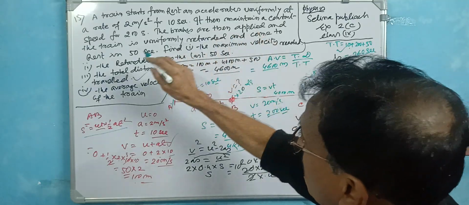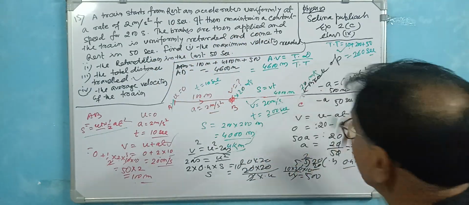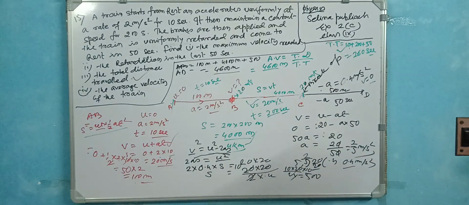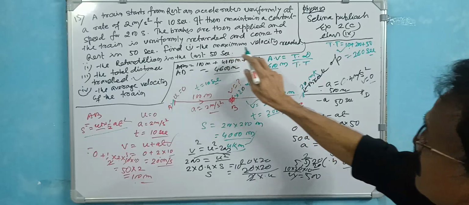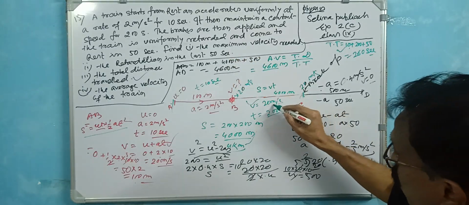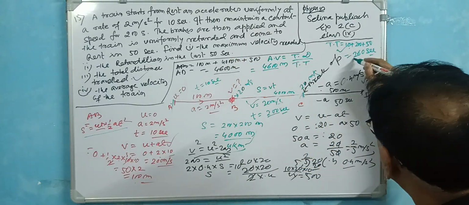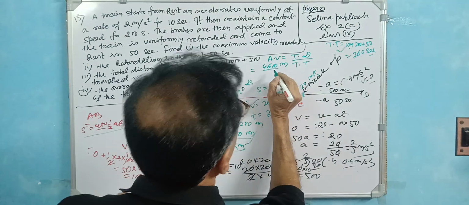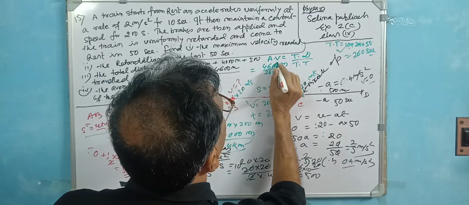It then maintains the constant speed for 200 seconds, so 210. Now the brake is applied and the train is uniformly retarded and comes to rest in 50 seconds. 200 plus 10, 210, plus 50, 260. Now, total time is 260.